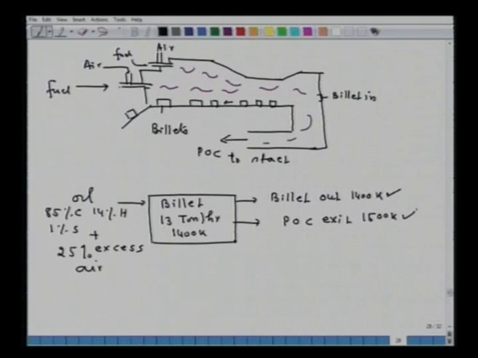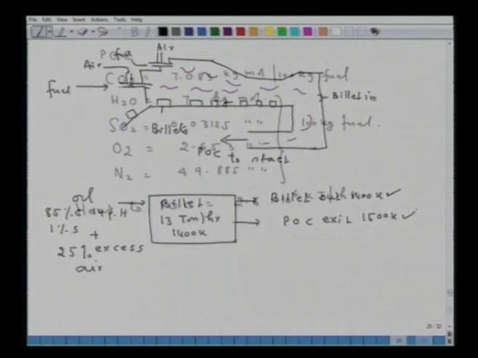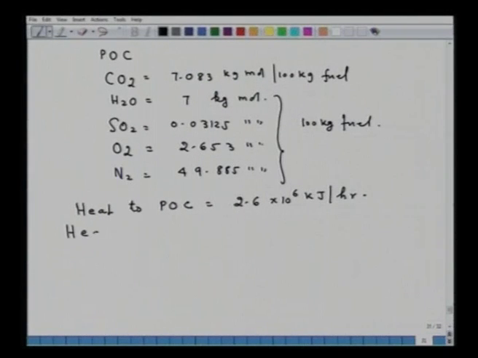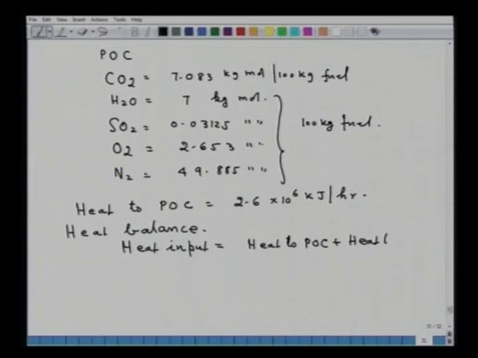So, what will we have to do now? We have to perform the heat balance. In the heat balance, heat input will be equal to heat to POC plus heat to billet plus losses. Now, we have to determine the losses.